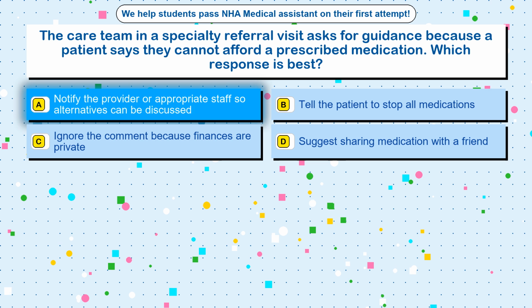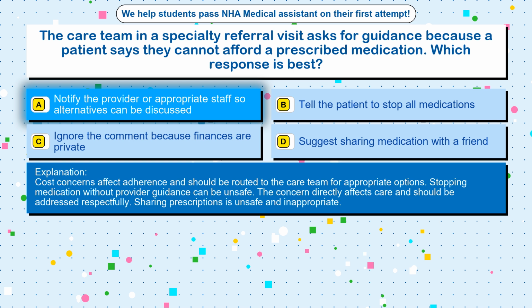The correct answer is option A. Notify the provider or appropriate staff so alternatives can be discussed. Cost concerns affect adherence and should be routed to the care team for appropriate options. Stopping medication without provider guidance can be unsafe. The concern directly affects care and should be addressed respectfully. Sharing prescriptions is unsafe and inappropriate.